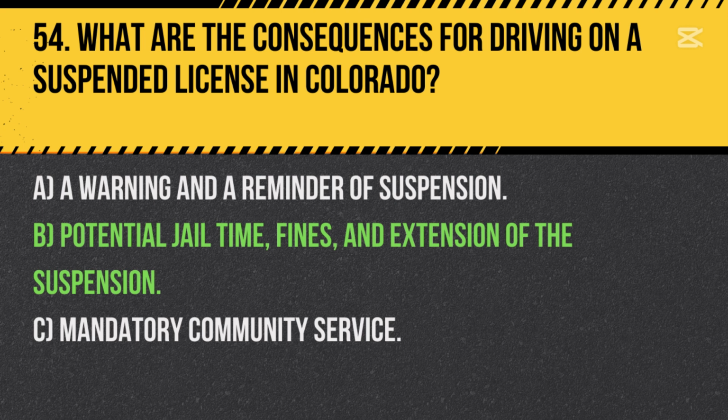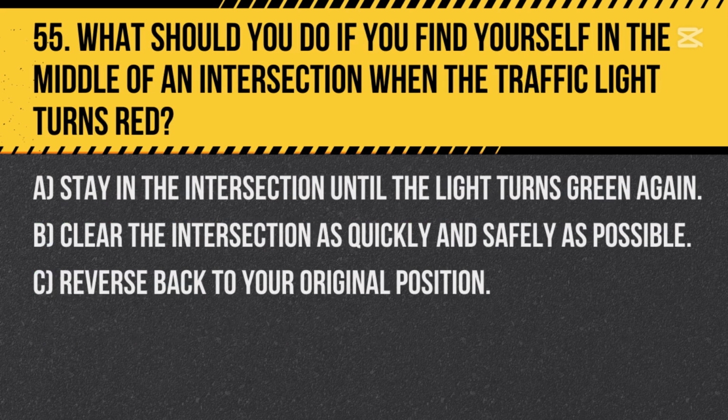Driving with a suspended license is a serious offense that can lead to severe penalties. Question 55. What should you do if you find yourself in the middle of an intersection when the traffic light turns red? A. Stay in the intersection until the light turns green again. B. Clear the intersection as quickly and safely as possible. C. Reverse back to your original position. Answer. B. Clear the intersection as quickly and safely as possible.